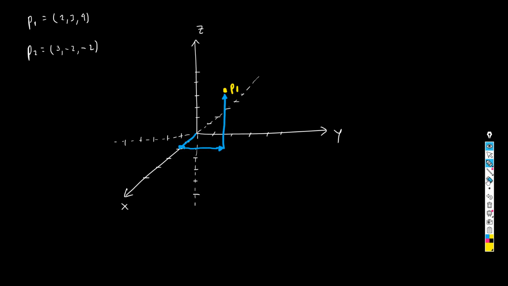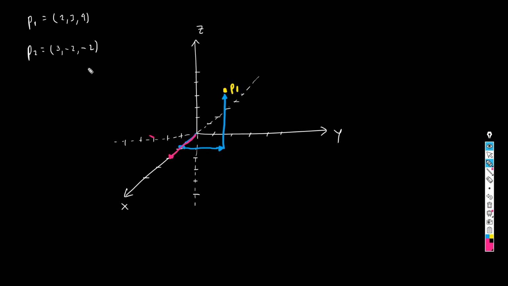Now let me drop P2 so you understand how it works with negative coordinates. It's going to be something very similar. Let me do that in red. So first, 3 units in the x-axis. So here we go. 1, 2, 3. We are right here right now.